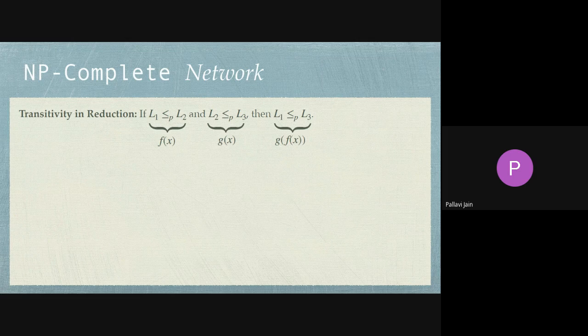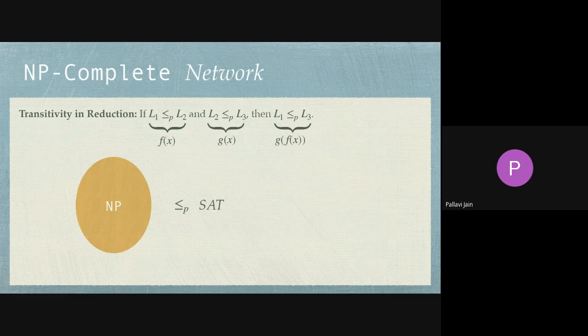I don't know what the definition of antisymmetry is. I don't know about names, but it's not that if L1 is reducible to L2, then L2 will always be reducible to L1. Sometimes it will be. Like I said, in the case of the halting problem. Okay, so we have this transitivity in reduction that will be useful for us.